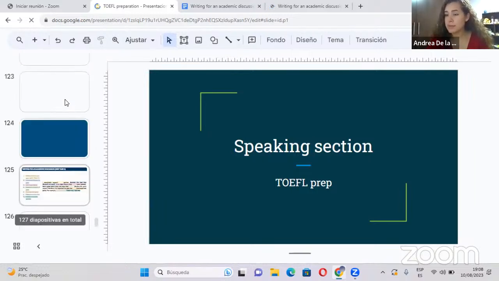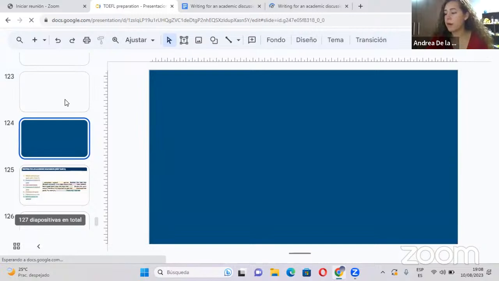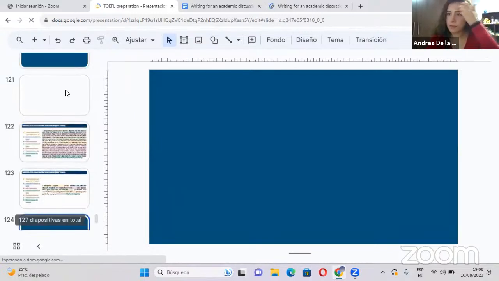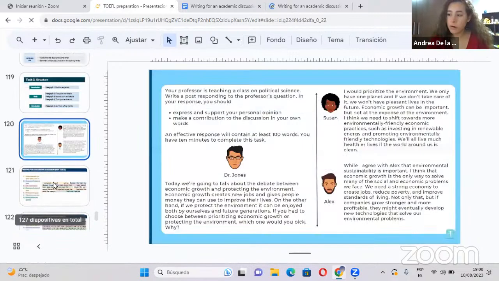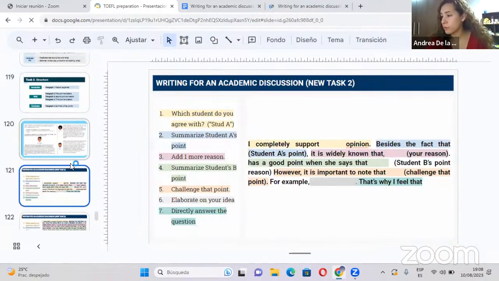We were working on this example right here, which was about economic growth versus the environment, right? We said the question was what you would prioritize. And we also saw the template of how to create a post.